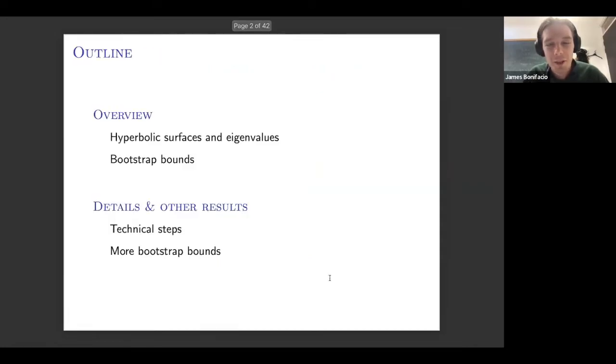Let me tell you the outline of my talk. So I'll break it up into two parts. The first of which will be more of an overview, and then the second part will include some more details, and I'll also mention some other bootstrap results. So for the overview, I'll start by talking about hyperbolic surfaces and eigenvalues, and then tell you about these bootstrap bounds. So let's start with hyperbolic surfaces and eigenvalues.